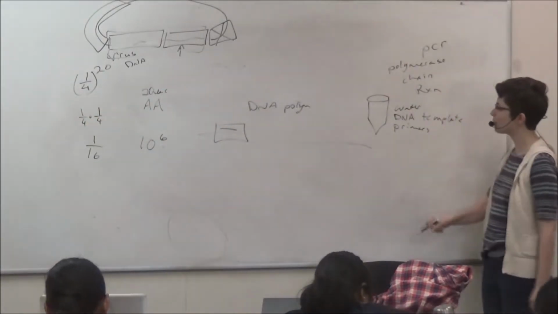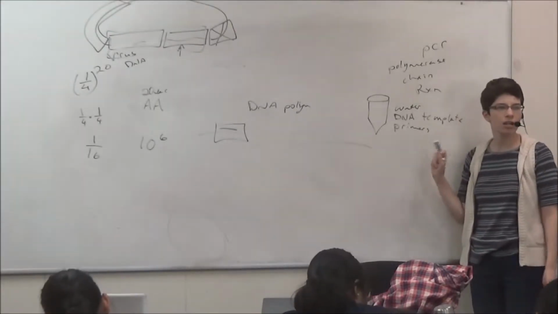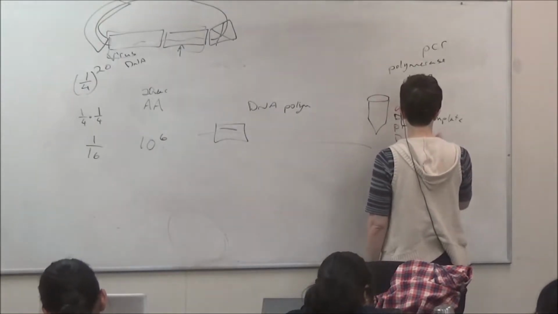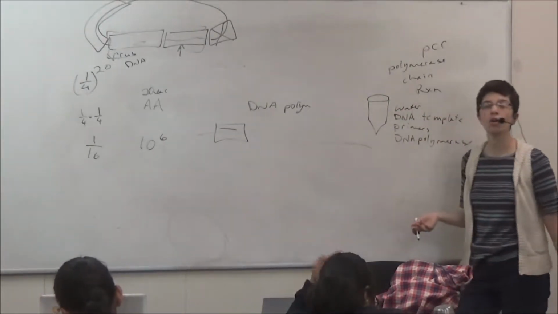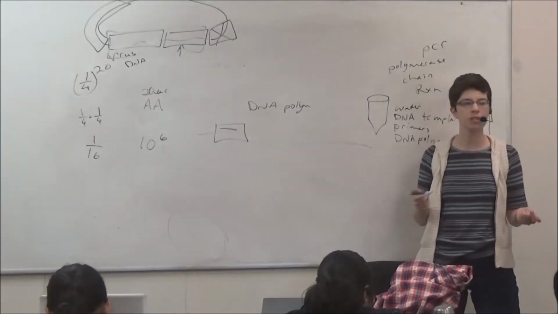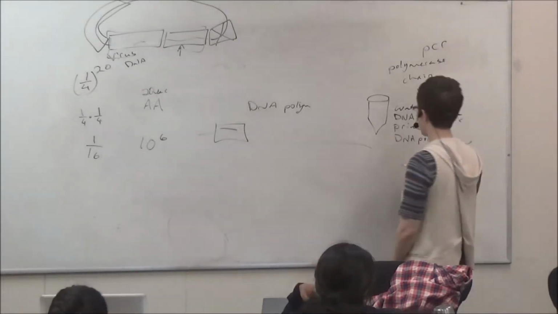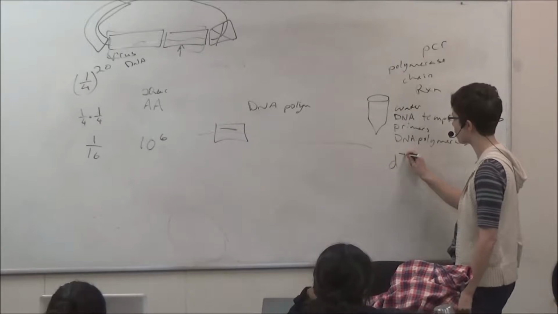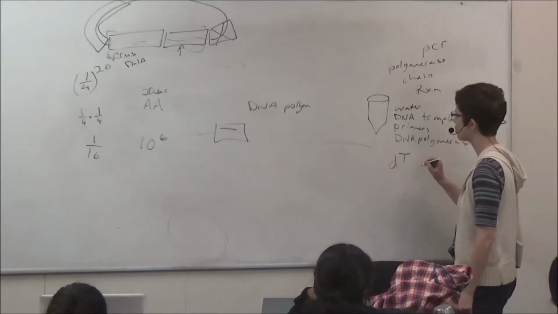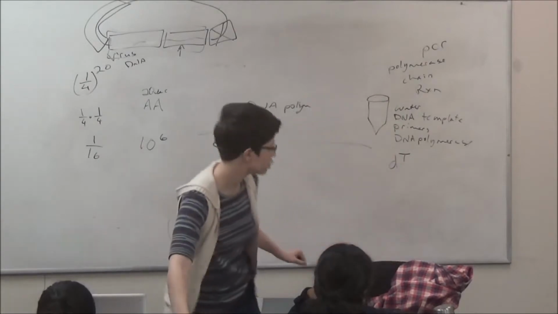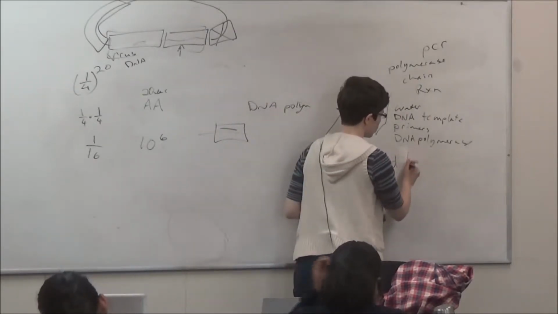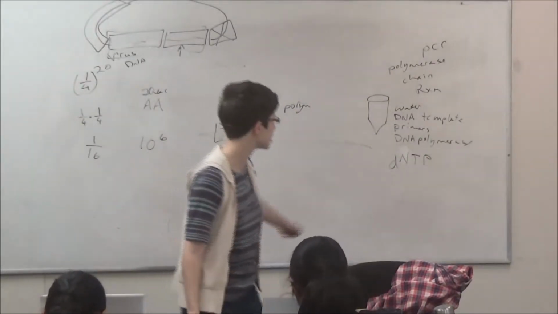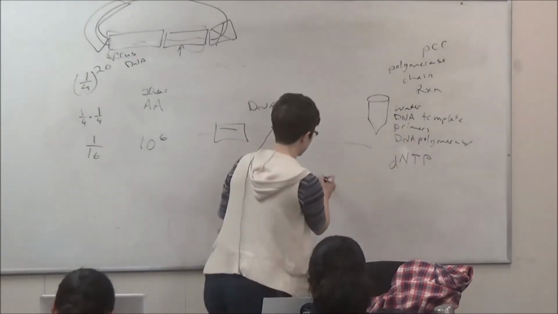So here we are in the test tube. I have water, I have DNA template, I have primers, and obviously I'm going to need some sort of DNA polymerase, right? Oh, and because I want to make a lot of DNA, I need building blocks. What's the building blocks? Nucleotides. Deoxy nucleotide triphosphate, dNTPs. Lowercase d, the d is like an under like that.